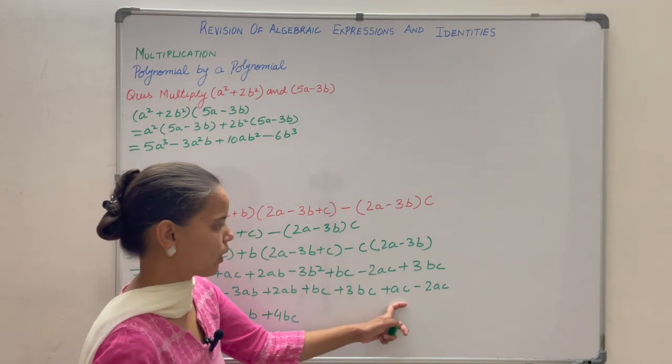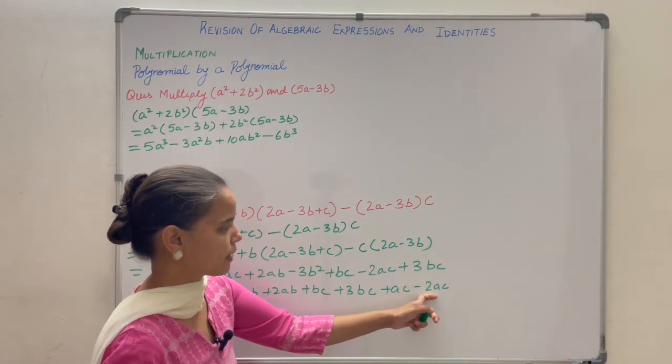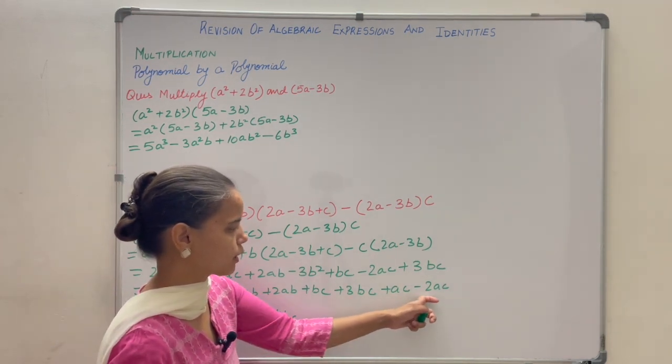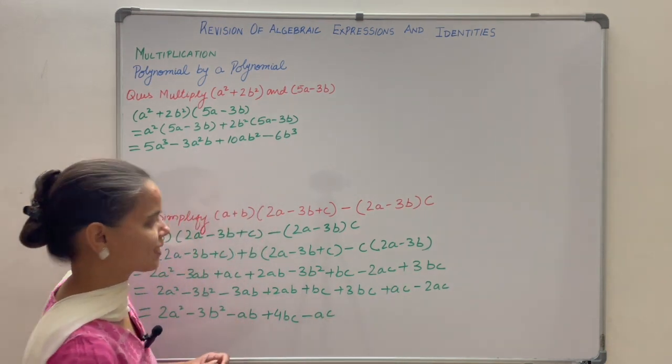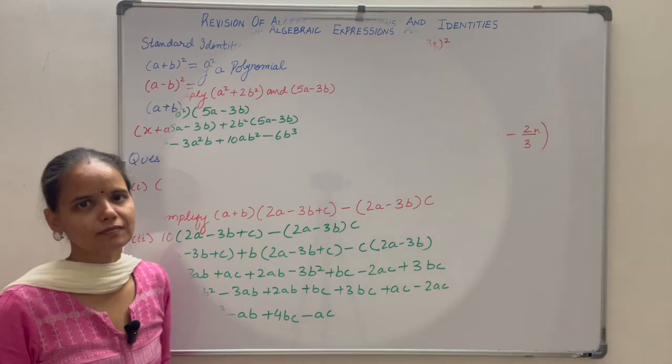Then plus 1 AC here, and minus 2 AC. So 1 minus 2 is minus AC. So this is the answer for this question.